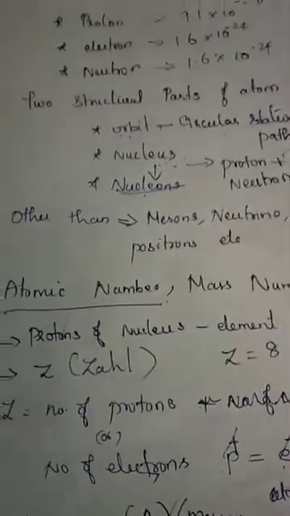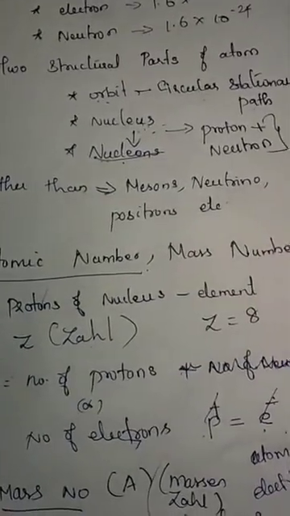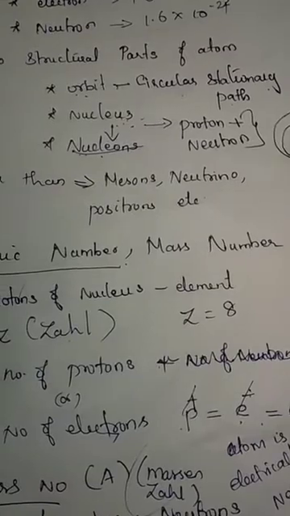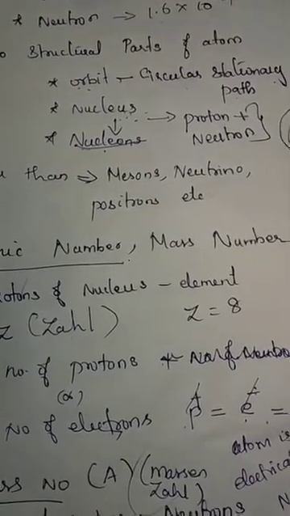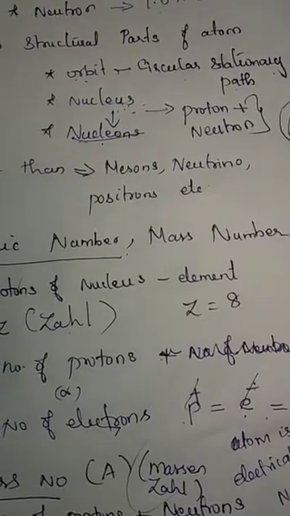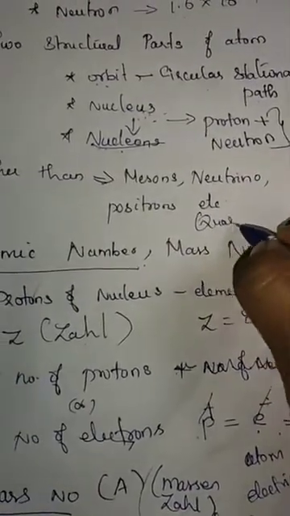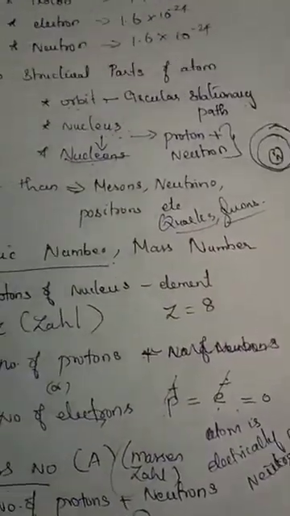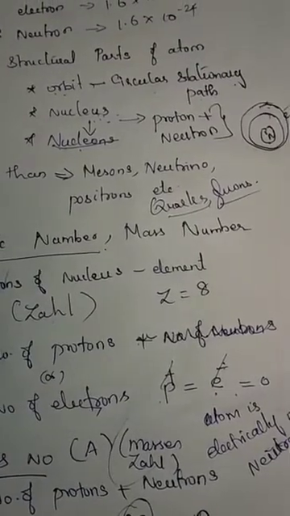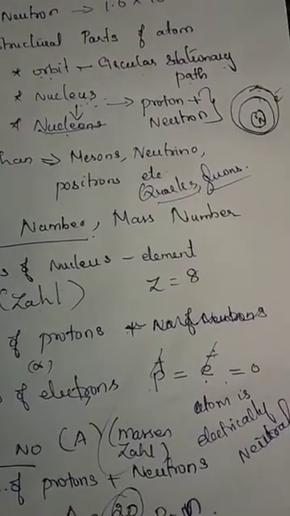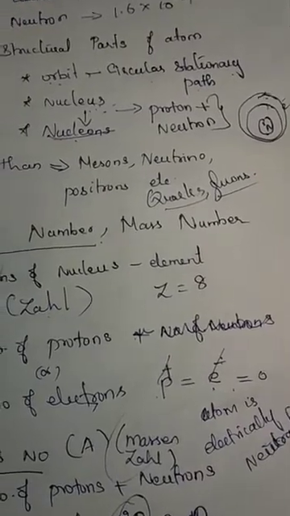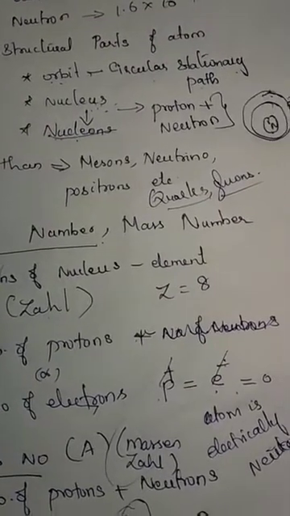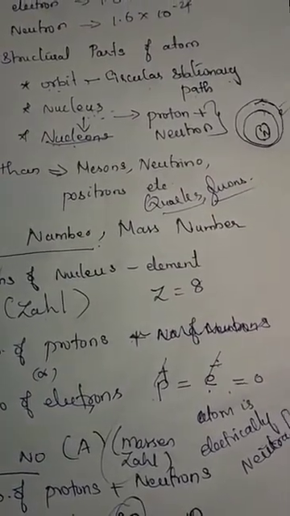Other than these main subatomic particles, these main fundamental particles, scientists also discovered some other particles which do not have much value. What are they? Mesons, neutrinos, positrons, quarks, gluons, etc. Other than these three major subatomic particles, the atom, in its empty part, also has mesons, neutrinos, positrons, quarks, gluons, etc.